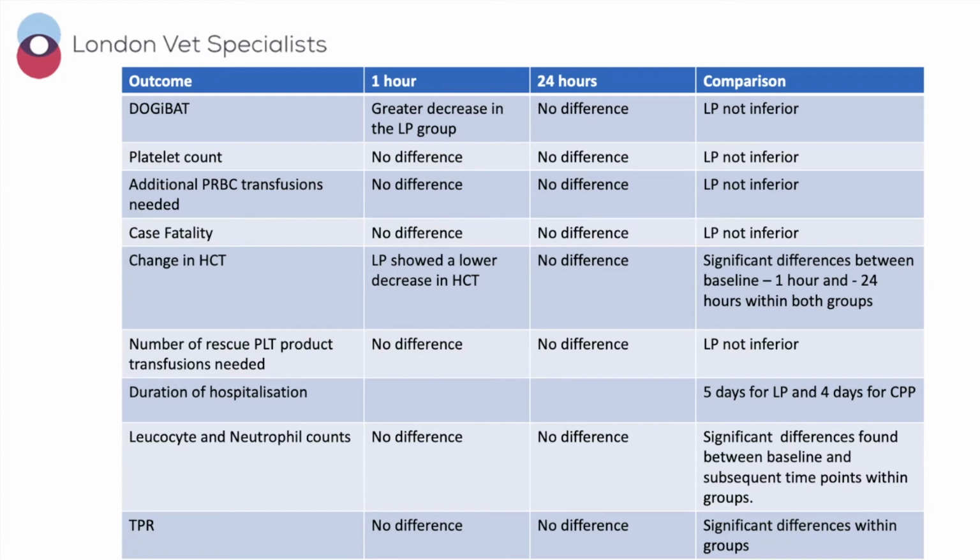Interestingly, duration of hospitalisation was slightly longer for the LP group than for the CPP group, which was hypothesised to be potentially guided by the clinicians, and maybe that they kept a closer eye on the dogs that received LP compared to CPP, but this wasn't a significant difference. And there was no difference between leukocyte and neutrophil counts, although there were significant differences between baseline and subsequent time points within each group, but no difference overall between CPP and LP, and no difference in TPR between the groups as well, although again within groups there was significant difference from the baseline compared with subsequent time points.